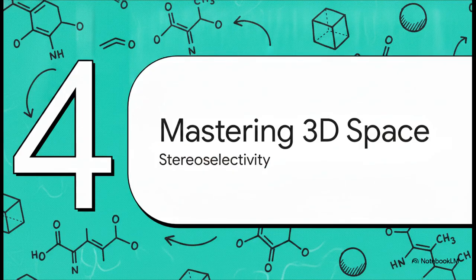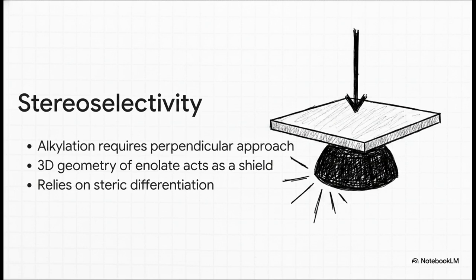All right, on to Section 4, mastering 3D molecular space. Let's see stereoselectivity in action. Here's the thing, alkylation isn't just a bunch of molecules randomly smashing into each other. There are really strict stereoelectronic requirements at play. The incoming electrophile has to approach at an exactly perpendicular angle to the plane of the enolate. It has to do this to properly interact with the pi electrons.